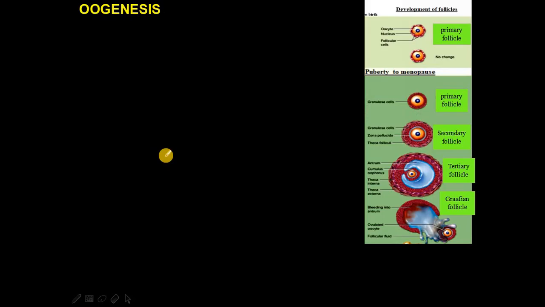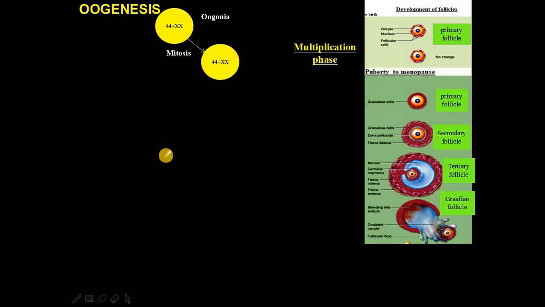We have studied about the development of follicles. Now we will study the process of oogenesis. As we all know, oogenesis is the process of formation of ovum from oogonia. Oogonia is the mother cell of the ovum. Oogonia undergoes mitosis to form more oogonias. Mitosis is an equational division. During mitosis, the mother cell divides to form two daughter cells which are of same size and shape.